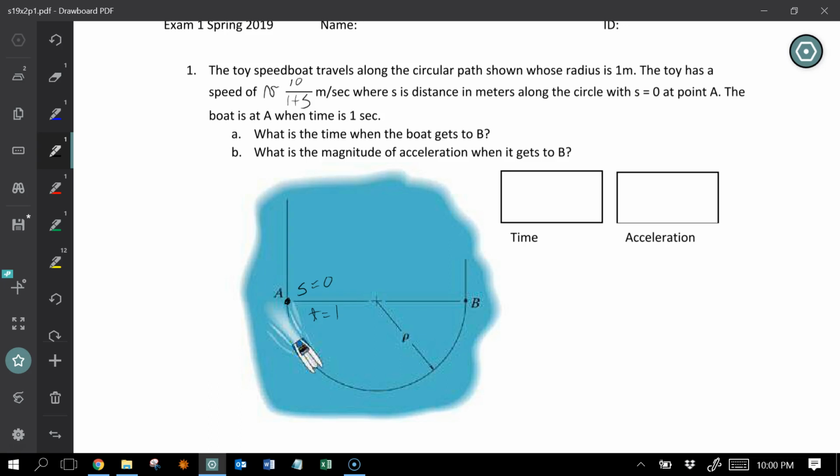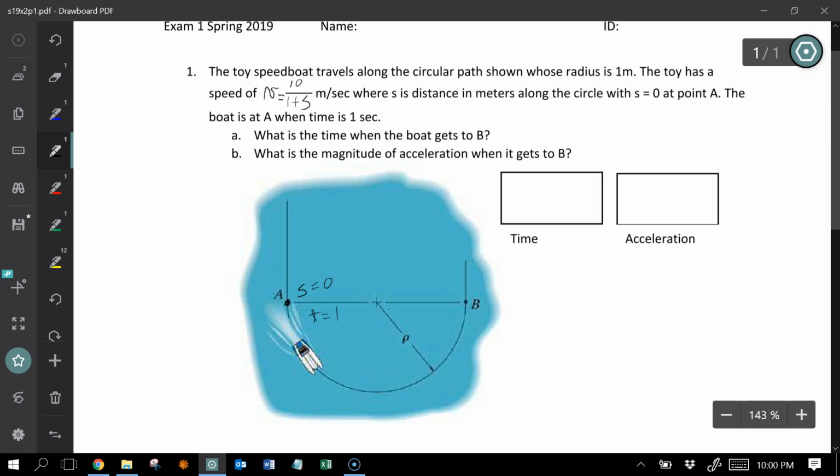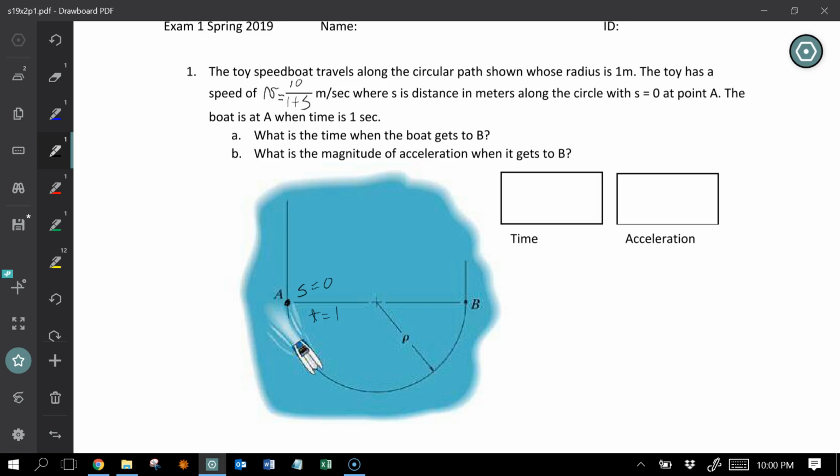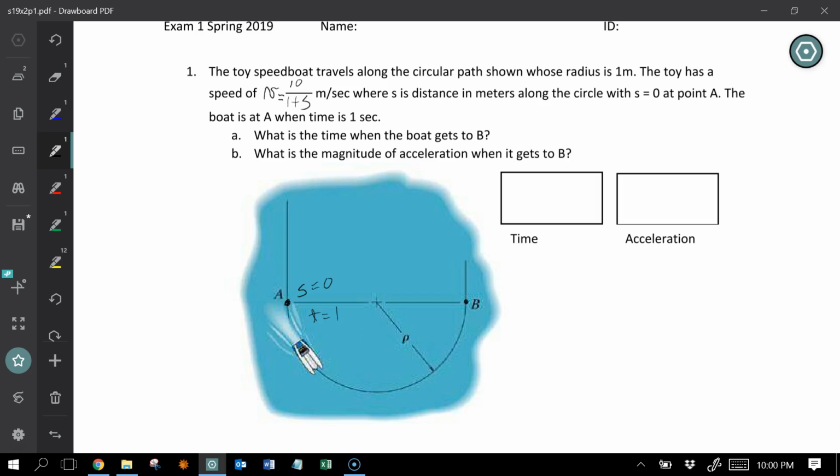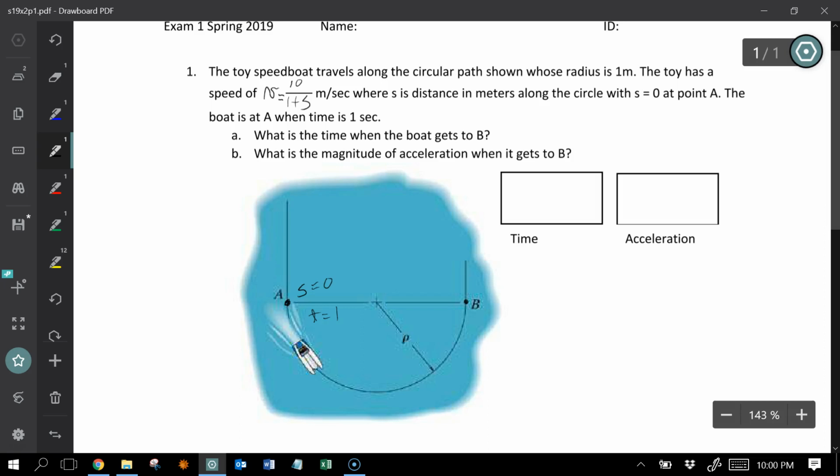So you are given the speed, and you would like to have an equation for position versus time, because you know what the position is when he gets over to B. You want to have time. So if I have velocity and I'm looking for position, I need to integrate. So what I'll do is I'll say, okay, ds dt, s is the distance along the curve, is equal to speed. All right, and speed is equal to 10 divided by 1 plus s.